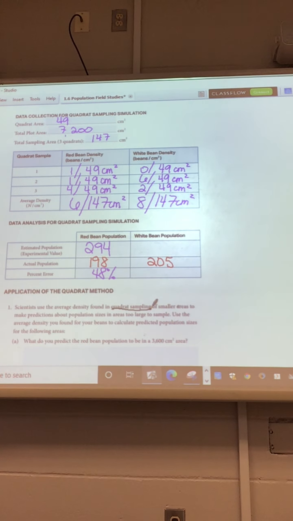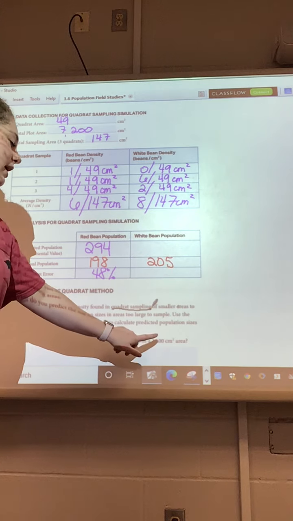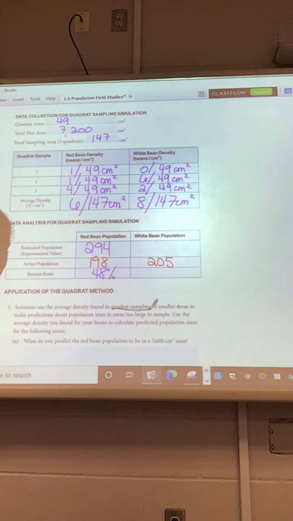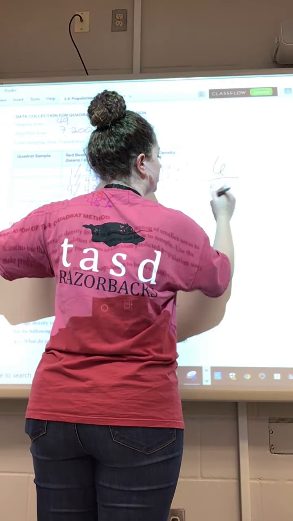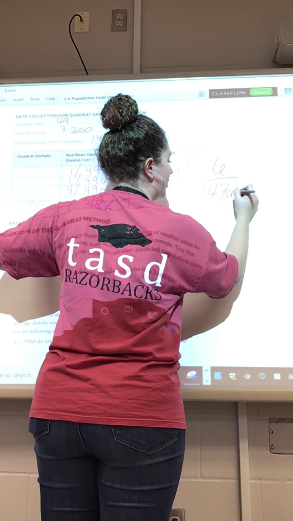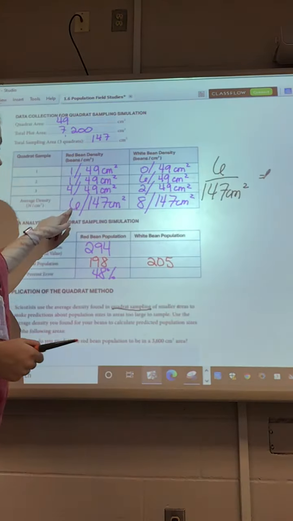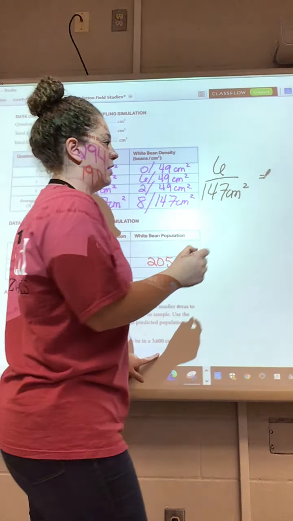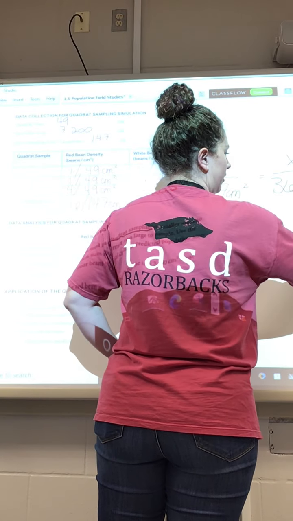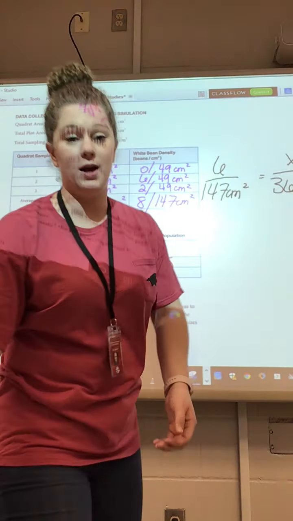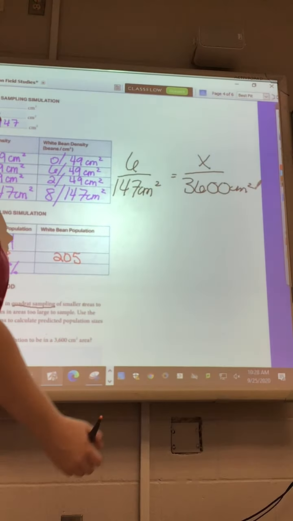Use the average density you found for your beans to calculate predicted population size for the following areas. What do you predict the red bean population to be in a 3,600 centimeter area? So they want you to use your average density. So 6 beans for every 147 centimeters squared. And use that to predict it to be in a 3,600 centimeter square area. So do we remember how to do that? We'll cross multiply.